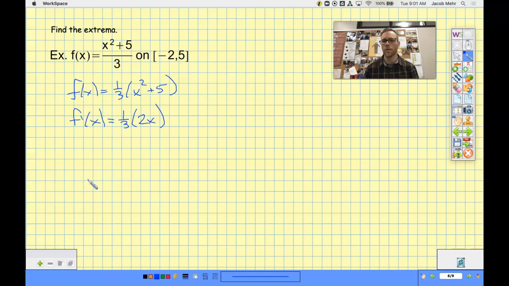Critical numbers happen where the derivative is equal to 0. So we're going to say 0 equals 2/3 x. So we get x equals 0 is a critical number. Is that the only critical number? Well, we also have to ask ourselves, is there any place where the derivative is undefined, where it's not differentiable? When I take a look at this, there is no value that I can't put into the derivative. The derivative is defined at every value of x. The domain of 2/3 x is all real numbers, especially on the interval -2 to 5. So this is our only critical number.